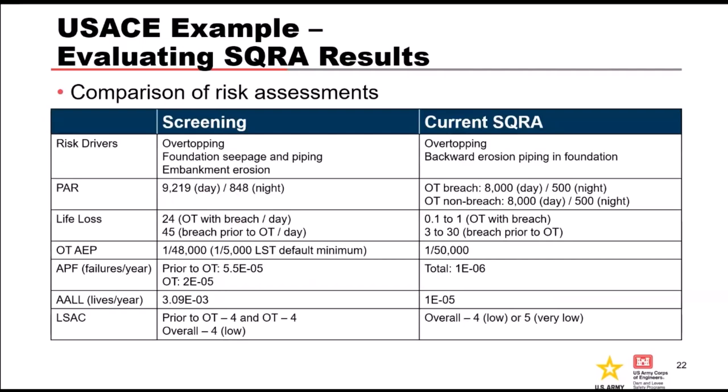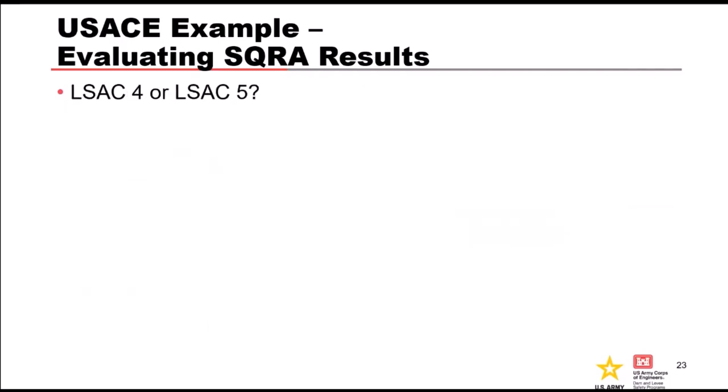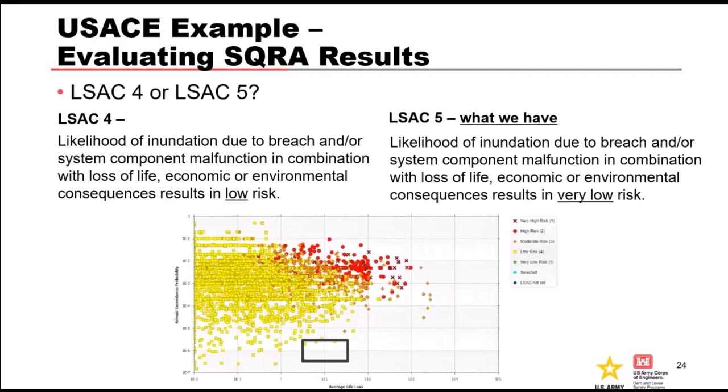Consequences went down a little bit. Overtopping AP is pretty close to the same. APF, failures per year, actually went down about a half order of magnitude, I think due to the fact that our consequences went down a little bit. Average annual life loss has gone down as well. And so LSAC was a 4 during the screening, and now it's either a 4 or a 5. So is it an LSAC 4 or is it an LSAC 5?